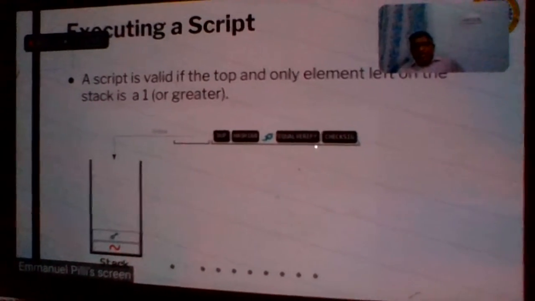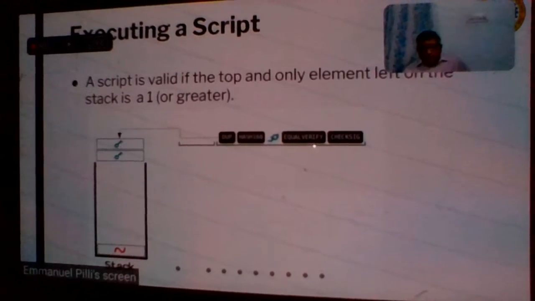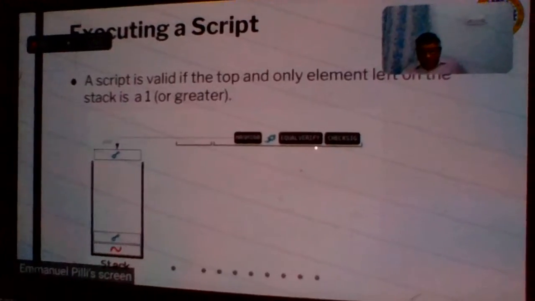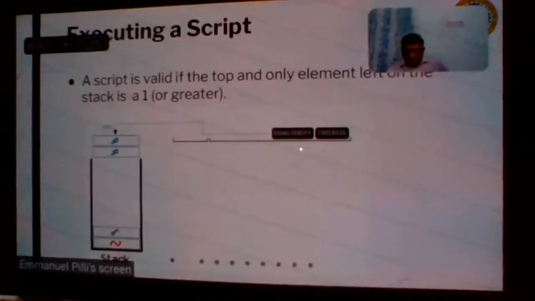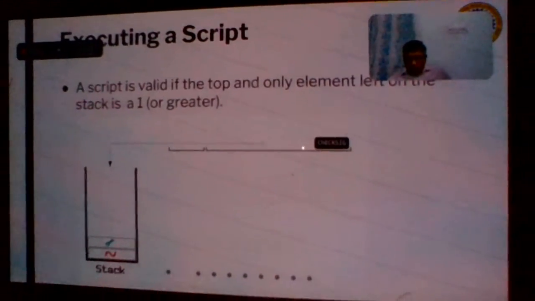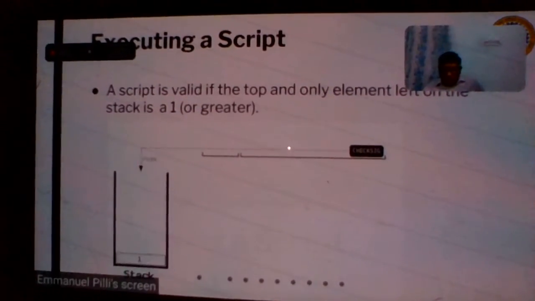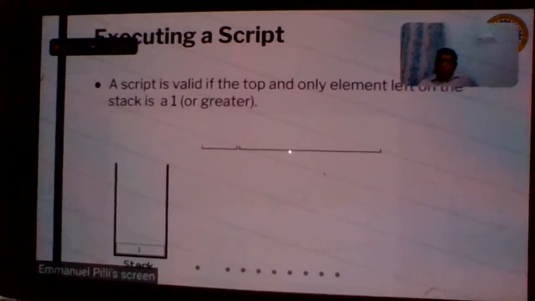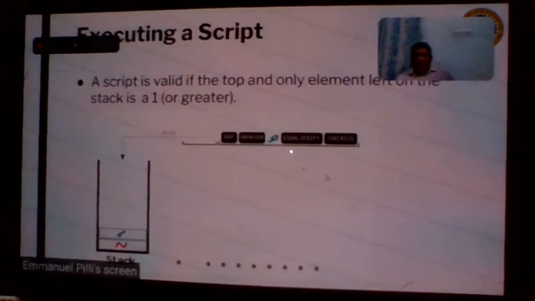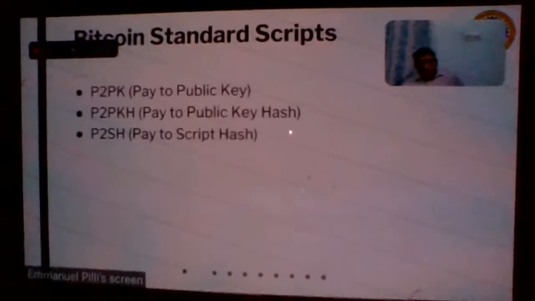So the whole code is, you are checking the duplication, then you are checking the hash value, then you are storing it, then you are getting two values, you are checking whether the values are equal. If they are equal, then you are checking the signature. If the signature is equal, you are pushing 1. And if 1 is there, then the transaction is completed successfully, right?